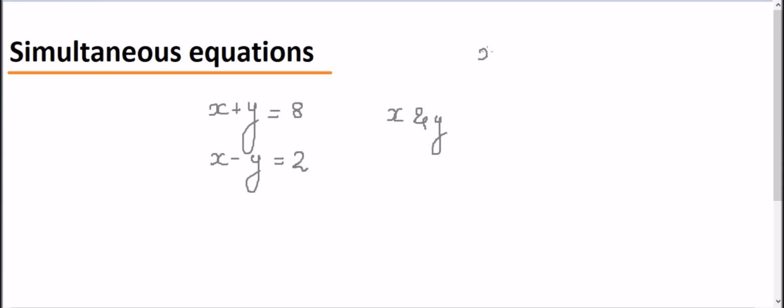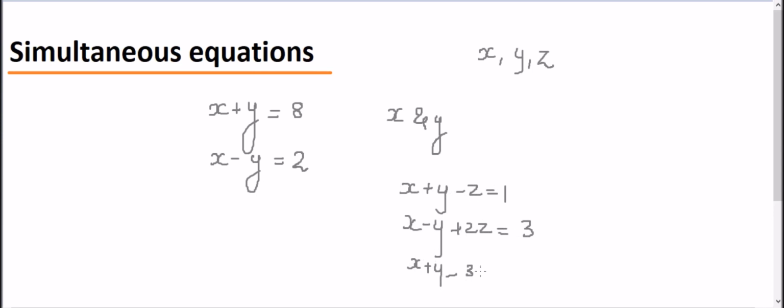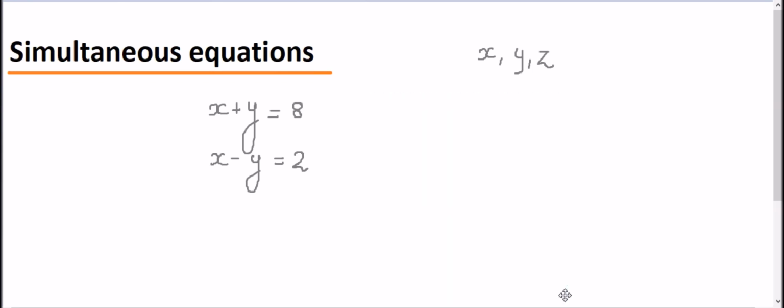If suppose we have three variables x, y and z, then we require three equations. That means it should be like x plus y minus z equals 1, x minus y plus 2z equals say 3, or x plus y minus 3z equals 4. I have just taken random values, but to make it clear, depending on the number of variables, we require the same number of equations. Okay, we have only two in our syllabus.